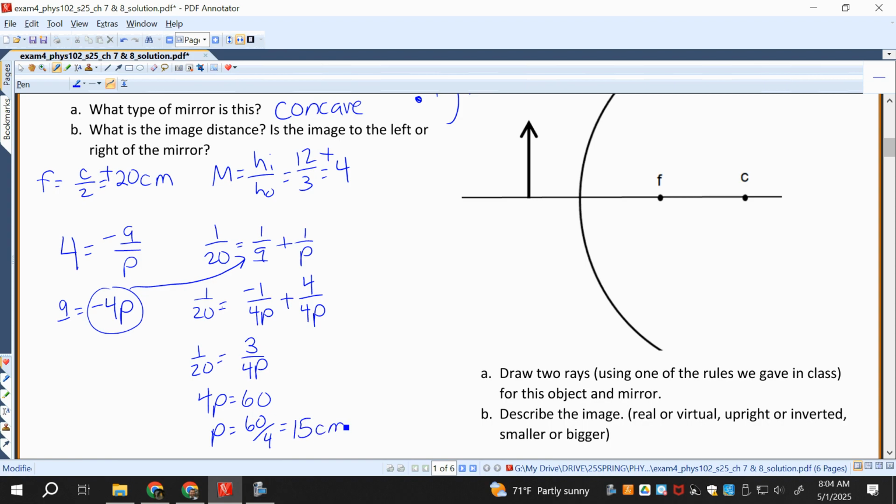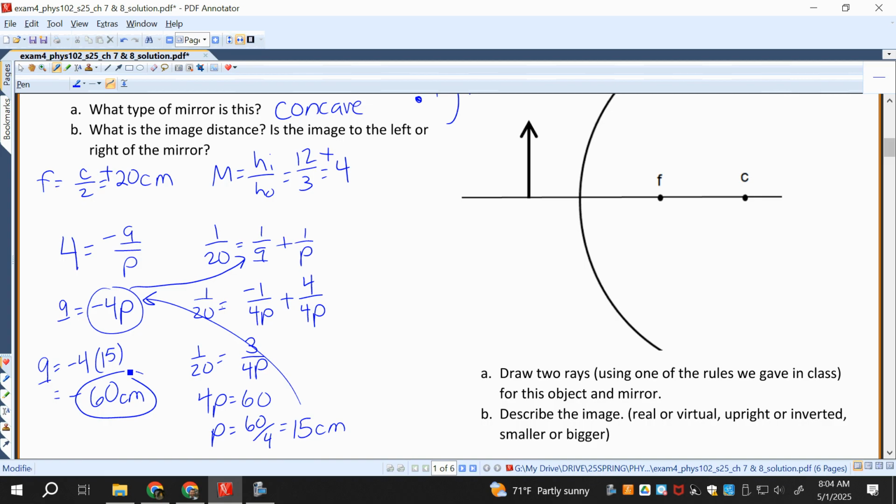Well, I want to know my image distance actually. So I can just take that 15 centimeters and bring it back up here. So Q is equal to negative 4 times P, which is 15, or negative 60 centimeters. So the image distance is 60 centimeters.